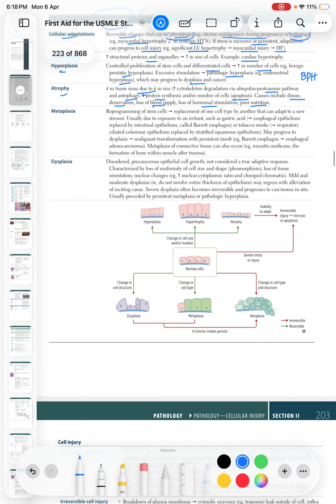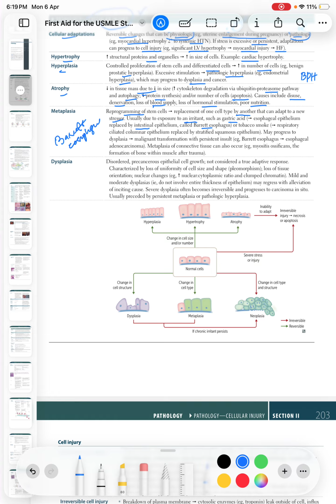Now what is metaplasia? It is a reprogramming of stem cells, a replacement of one cell type by another that can adapt to a new stressor. A normal cell is replaced by another cell, usually due to exposure to an irritant such as gastric acid. Esophageal epithelium replaced by intestinal epithelium is called Barrett esophagus. Barrett esophagus is an example of metaplasia.